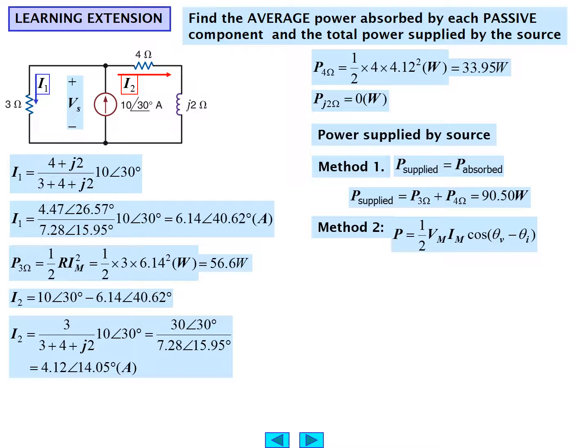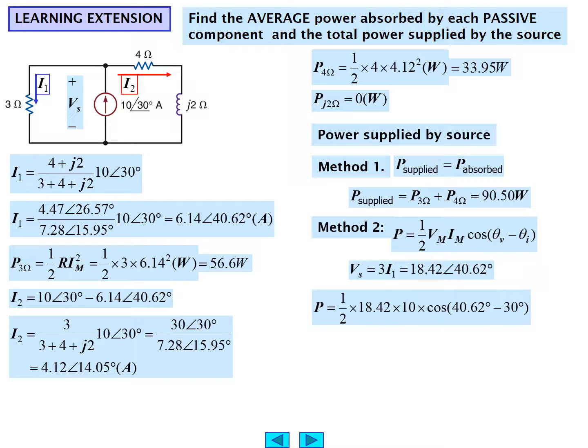Well, we need to find the voltage that appears across the current source. There is, of course, a voltage because it's across a node. V sub s can be calculated easily since we know what I1 is. It's merely the current I1 multiplied by the resistance 3 ohms. So V sub s is 18.42, angle 40.62 degrees.